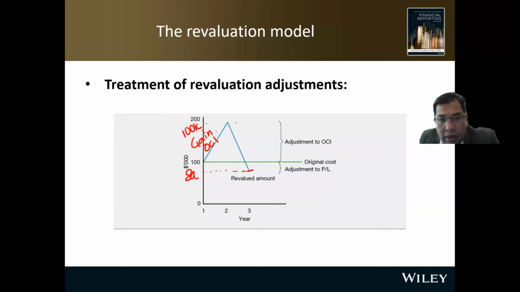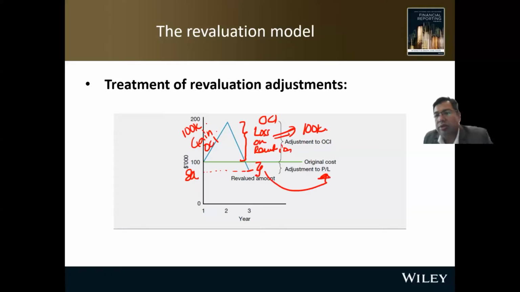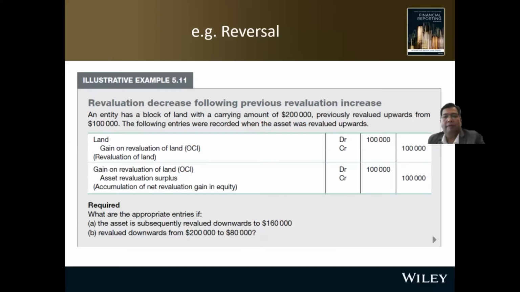Okay. So the amount that you can reverse, or you're going to record as your loss on revaluation, is only 100,000. This will be your OCI, loss on revaluation. OCI, other comprehensive losses. Yeah. Comprehensive income, loss on revaluations. And the 20,000 will go to your profit and loss. So this is the treatment for revaluations. Okay. Example.